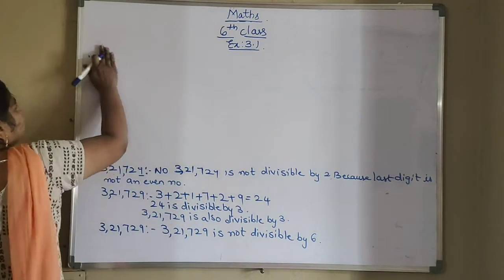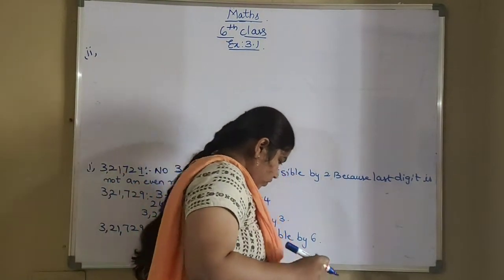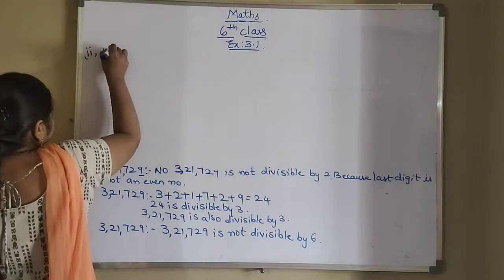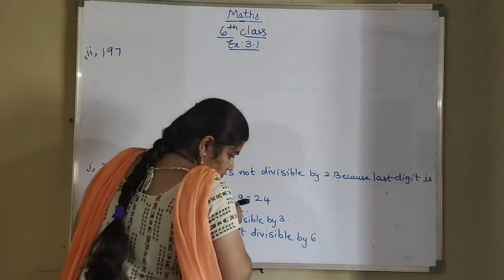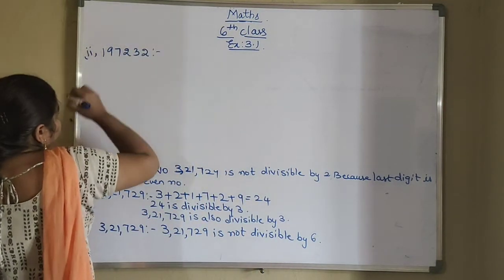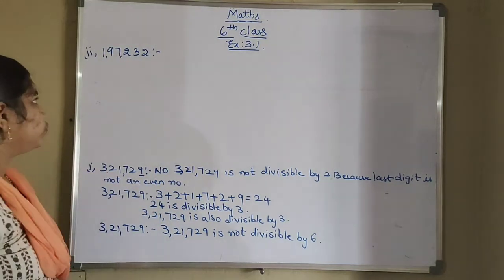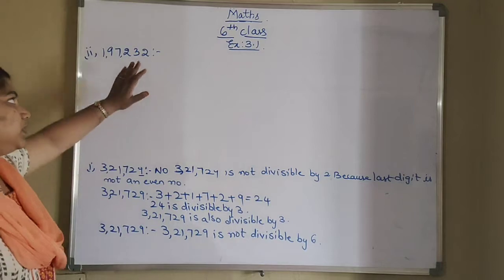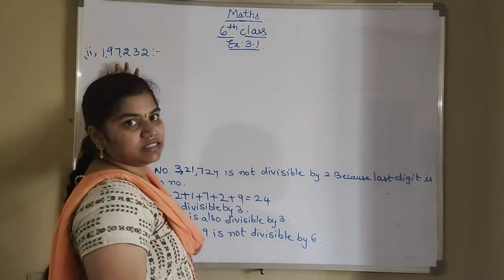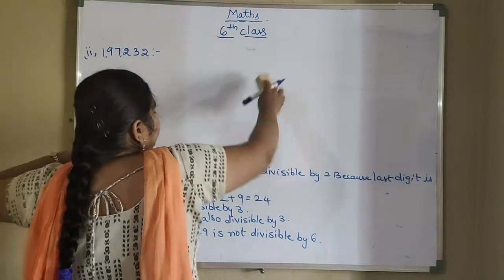So the second one in this. What is the second bit? Okay, so that is 1,97,232. So whether this number is divisible by 2, 3 and 6, we will check here. Now first I am taking the divisibility rule of 2.